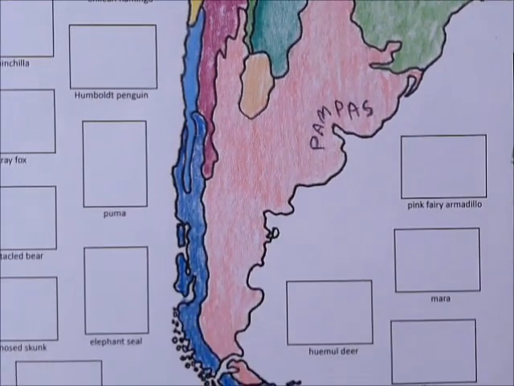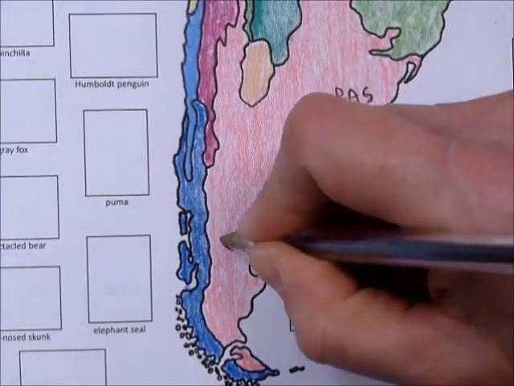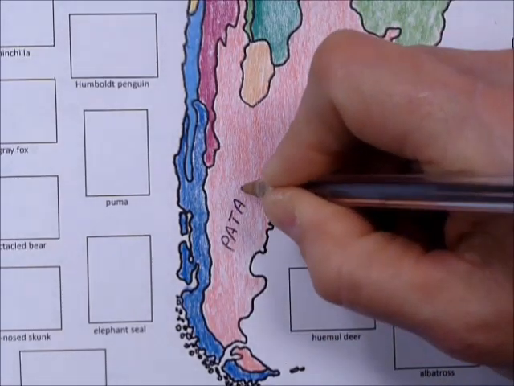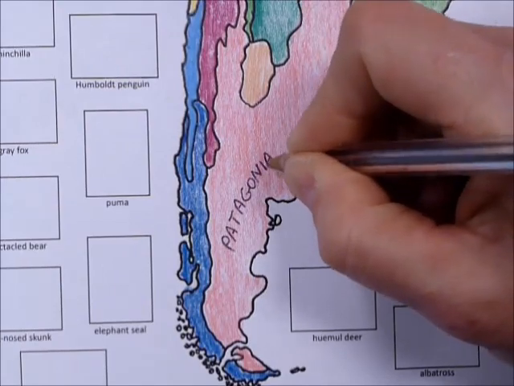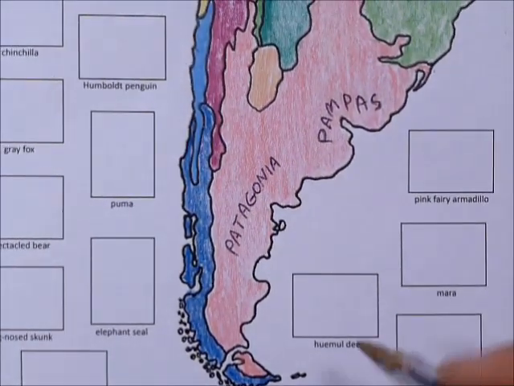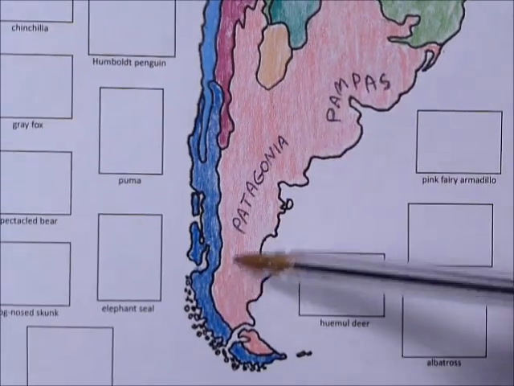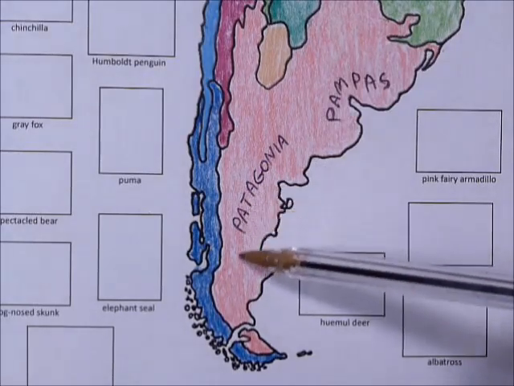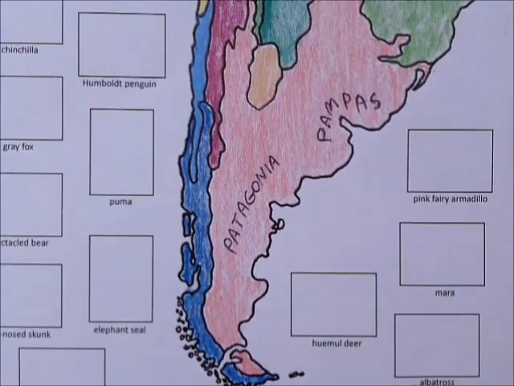And just below that, this area here is called Patagonia. P-A-T-A, Pata, G-O-N-I-A. Patagonia is in the country of Argentina, and maybe it extends down here. This isn't exact. I maybe should have started the P down here. It kind of goes down here, but this general lower part of Argentina is called Patagonia.